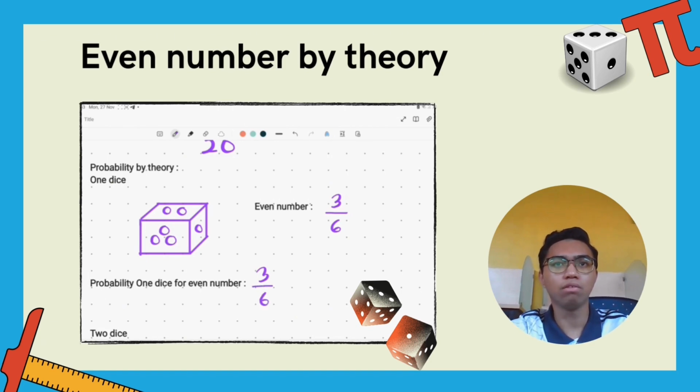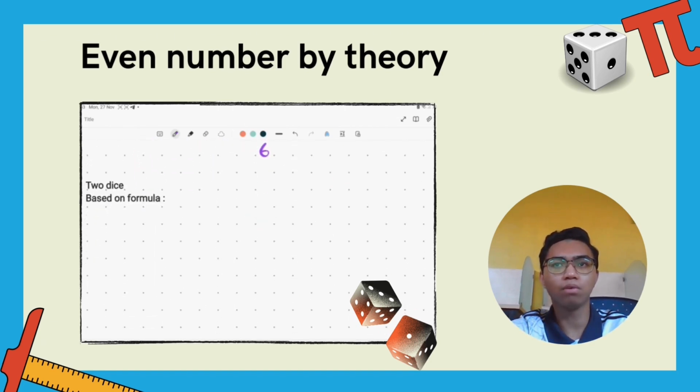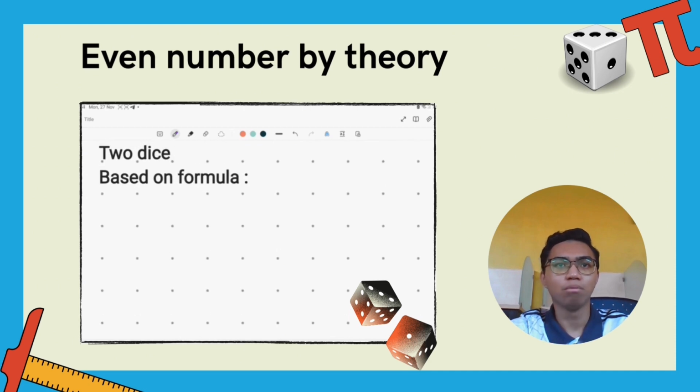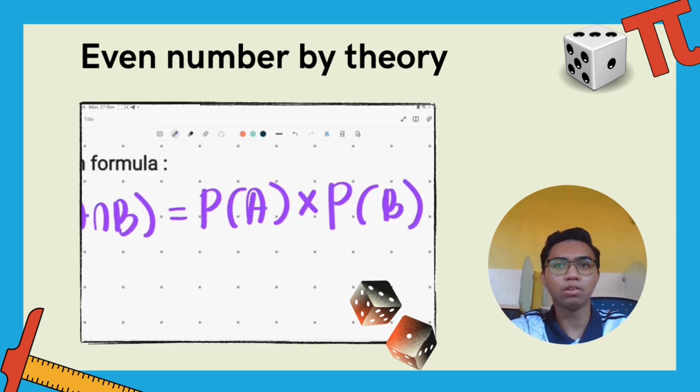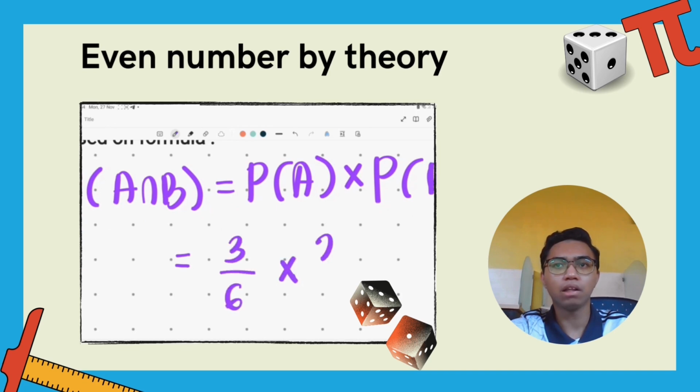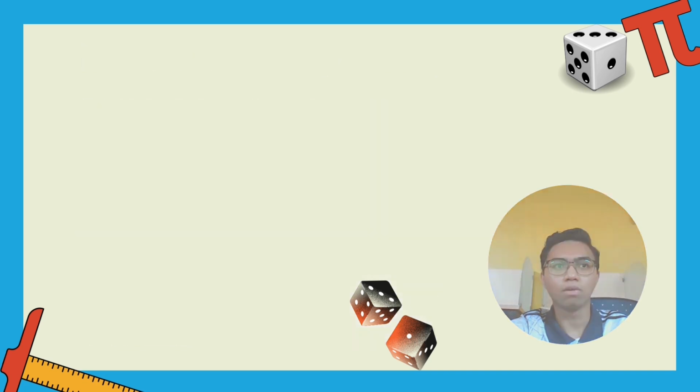But how do we calculate the probability of getting an even number for 2 dice? We can conclude the probability based on the formula: probability of A intersect B equals probability of A times probability of B. So 3 over 6 multiplied by 3 over 6 equals 1 over 4.